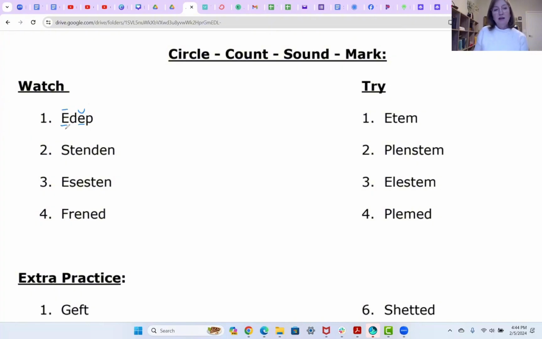So the sounds are E, D, P. Blending those together, pushing that sound. The line is representing the sound. There's no breaks. E-dep. E-dep. Accent on the first syllable. Says stronger. E-dep. E-dep.